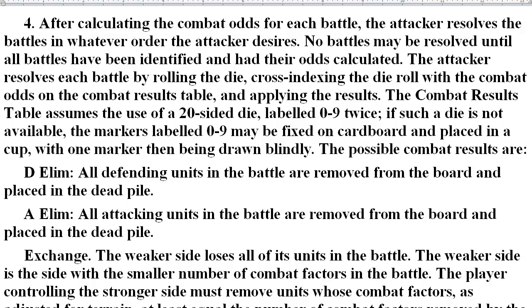The dead piles are always open to inspection by both players, so you can see what units the enemy has lost. Ditto, if the combat result is an A a limb, all of the attacking units in the battle are removed from the board and placed in the dead pile.